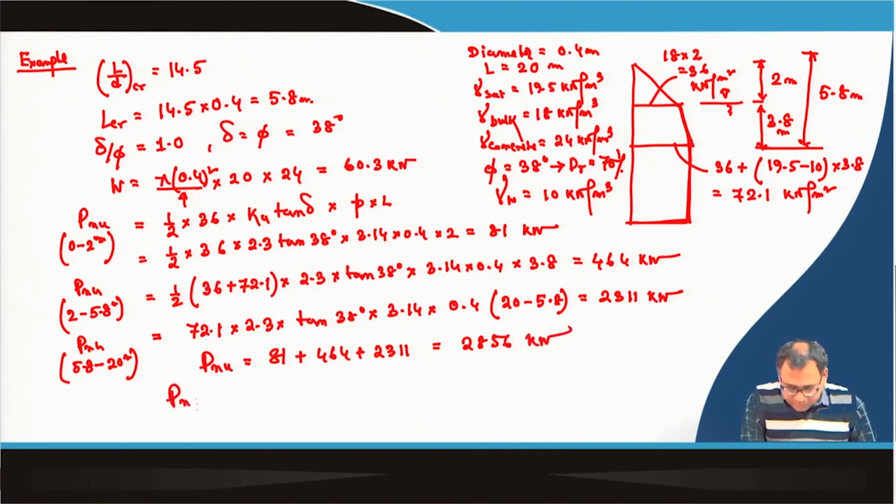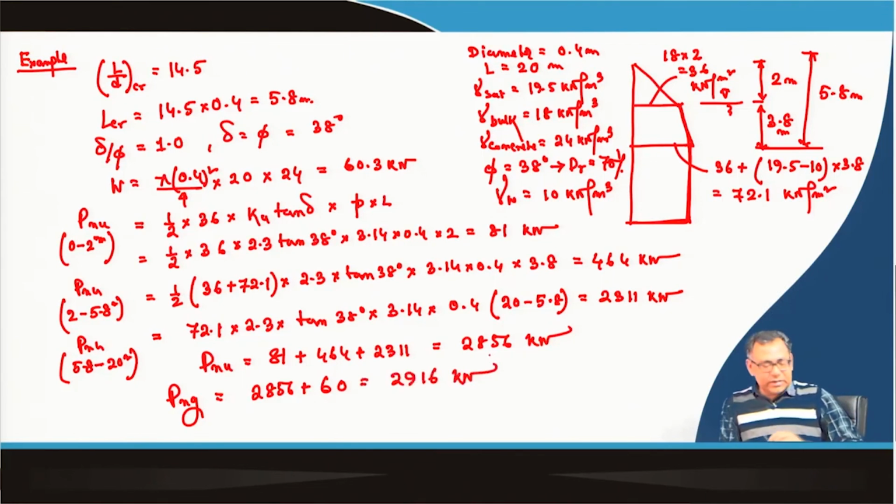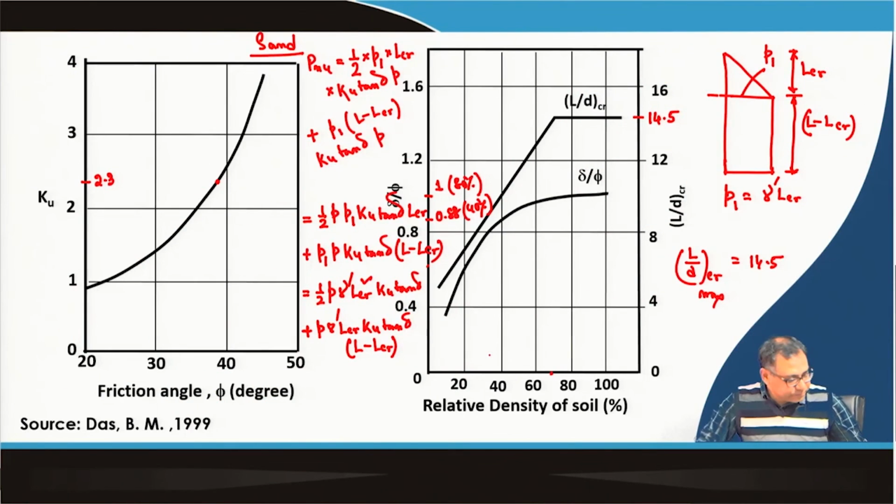So, the gross will be 2856 plus 60, this will be 2916 kilonewton. This is the uplift capacity of the pile for granular soil. Similarly, you can calculate it for the cohesive soil also. Remember that the equation I have given can be used directly for uniform unit weight. If water is there or it is not uniform, then you have to do it segment wise, but you have to consider the critical length that I have discussed by using these two charts.